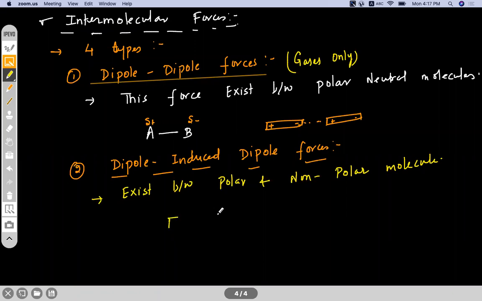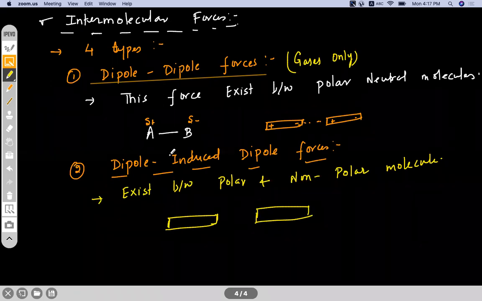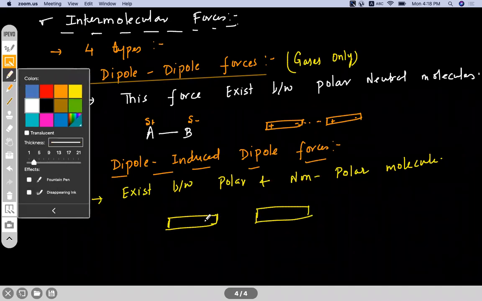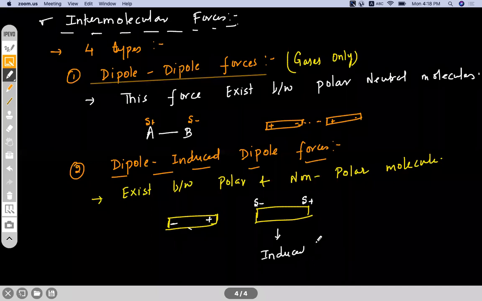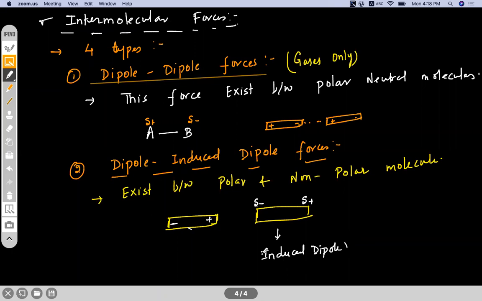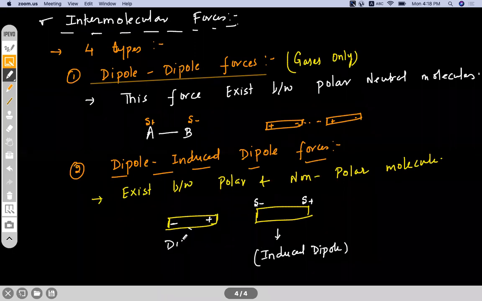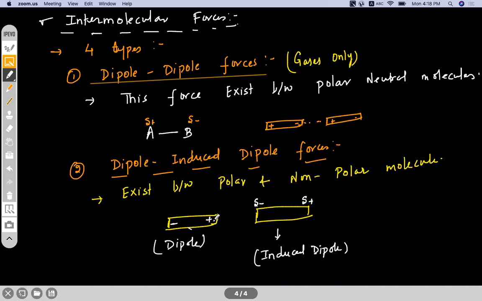Suppose we have a polar molecule, right? Obviously in a polar molecule we have charge separation, and we have a non-polar molecule. In the polar molecule we already have charge separation, so it is plus and it is minus. When these two come closer, this plus charge will attract the electrons towards this side. Because of this attraction, here we have delta negative and here it becomes delta positive charge. This kind of charge that develops because of the interaction with the polar molecule, we call it an induced dipole, because it is behaving as a dipole once it comes closer to another molecule which is polar in nature, right? So this one is a dipole and the second one is an induced dipole. So it is dipole-induced dipole forces between polar and non-polar molecules.